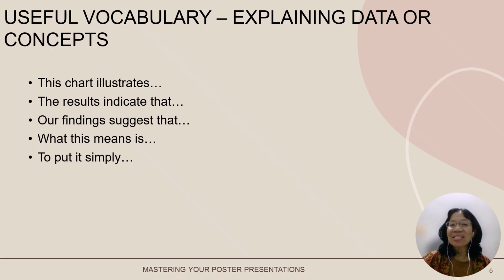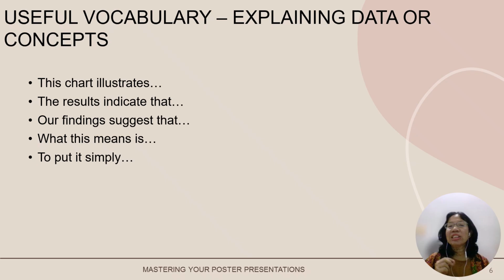When discussing your study's outcome, use professional phrases that emphasize what the evidence suggests rather than what you simply think. For instance, "The results indicate that." "Our findings suggest that." This is particularly useful when talking about your own research.